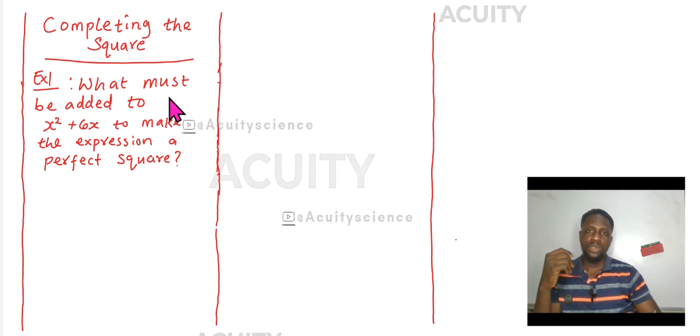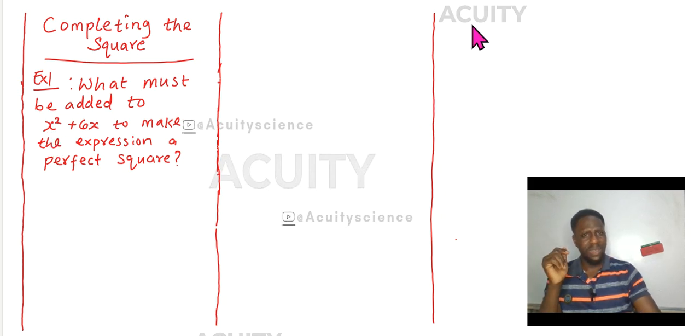Okay, now for us to be able to do that, we must learn a skill, that is how to complete a square. What that means is we are going to be given something like this, and then we need to figure out one number we need to add here. When we add that number, this is going to be a perfect square. What is a perfect square?